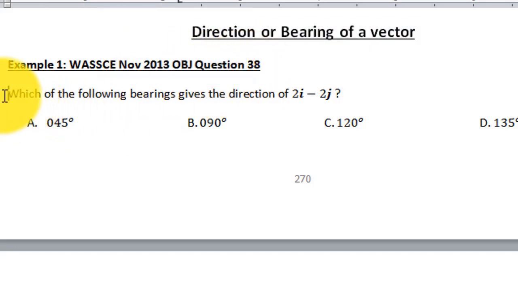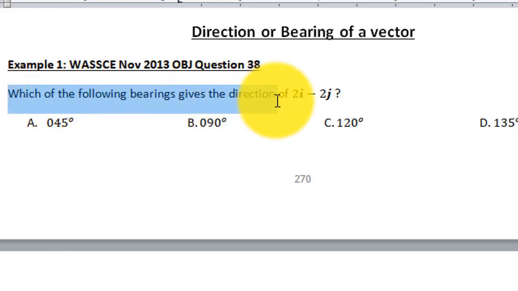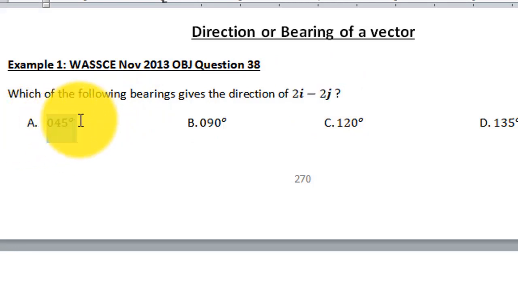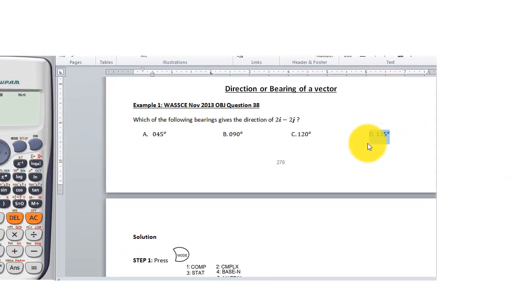The question reads, which of the following bearings gives the direction of 2i minus 2j? So we have a vector here, 2i minus 2j, and we have to find the direction or the bearing of the vector. A says 045 degrees, that is 45 degrees, B says 090 degrees, that is 90 degrees, C 120 degrees, and D is 135 degrees. So which of these four options is the correct answer?